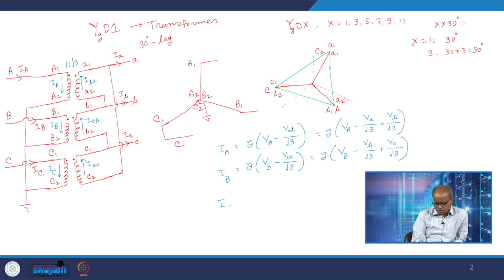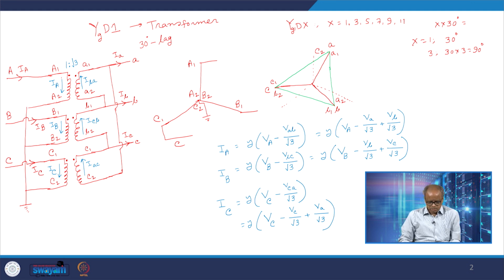And I capital C would be given by Y into V capital C, and the voltage here, this point is C and this point is A, so minus VCA by root 3. So it would be equal to Y into VC minus VC by root 3 plus VA by root 3. So this completes the equations for the primary side.